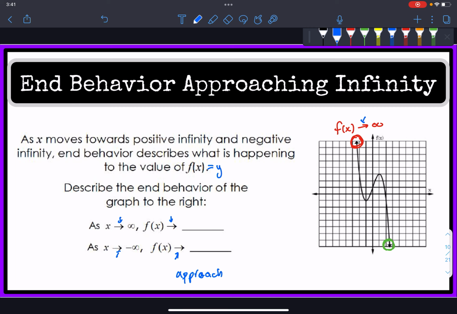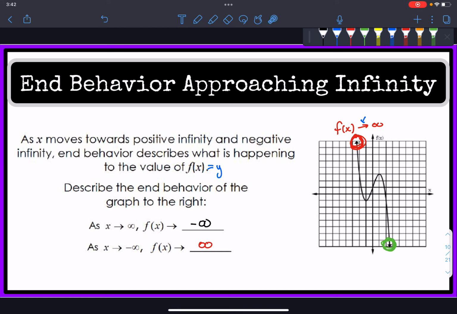So to the right, as x approaches positive infinity, which is to the right, this bottom end down there, the graph is pointing downwards. So the y values are getting closer and closer to negative infinity. As x approaches negative infinity to the left, the function is pointing upwards. So that means that all of the y values are getting closer and closer to positive infinity. So this is describing the behavior of our function as we make values of x very big and very small.